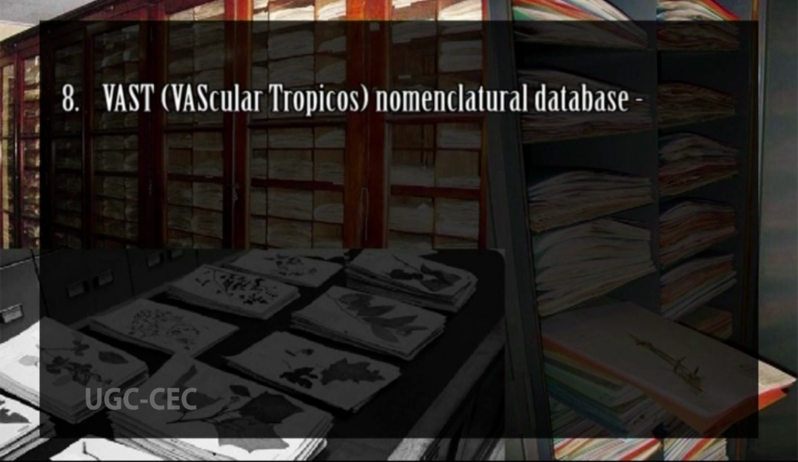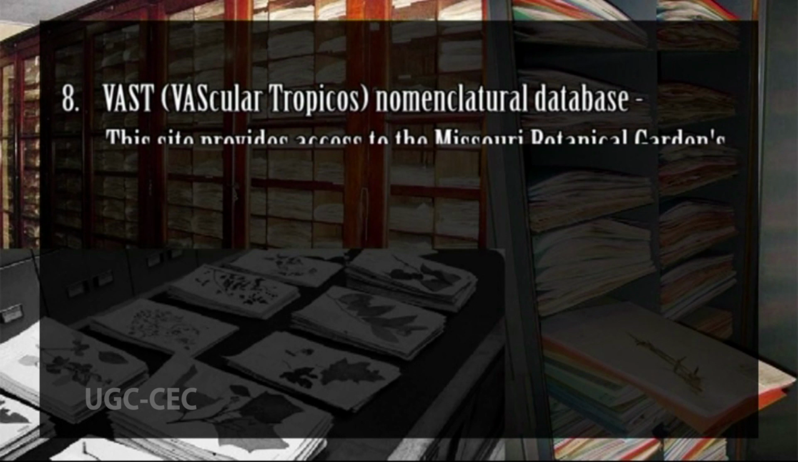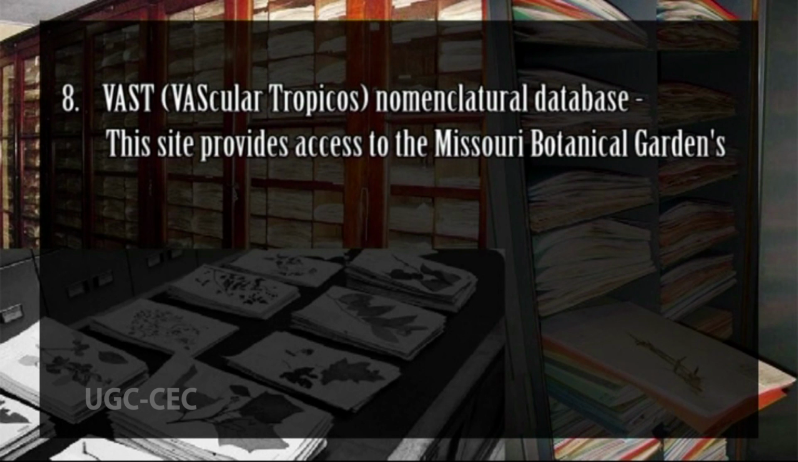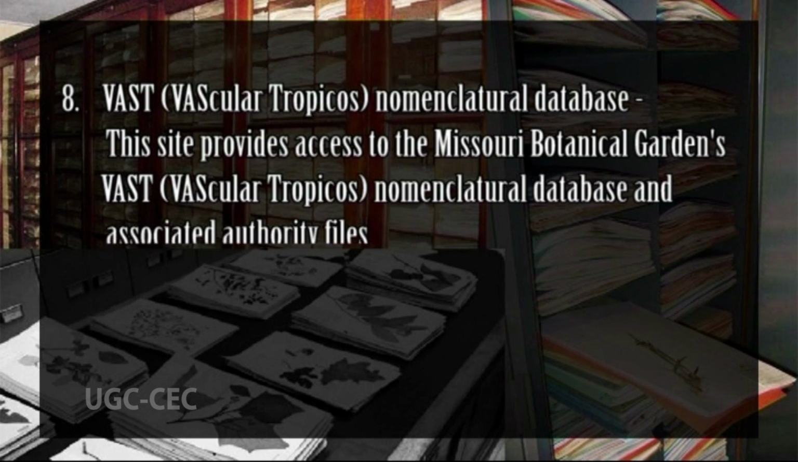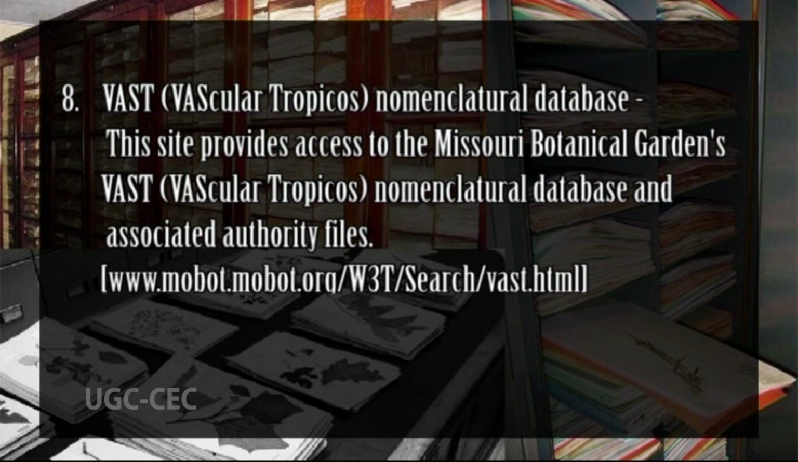We also have VAST, Vascular Tropicos, a nomenclature database. This site provides access to the Missouri Botanical Garden's Vascular Tropicos nomenclatural database and associated authority files.